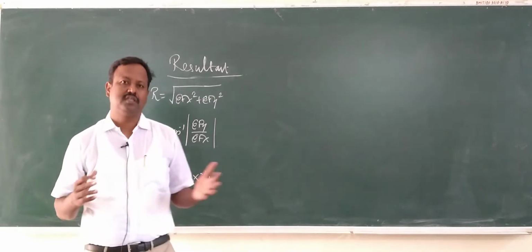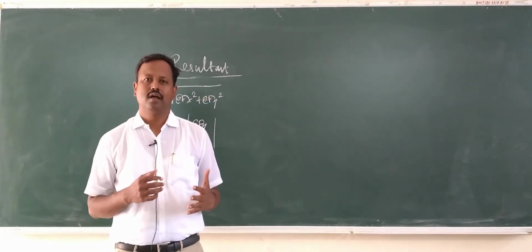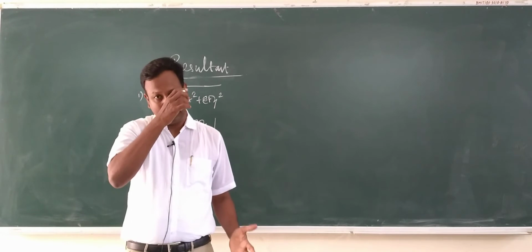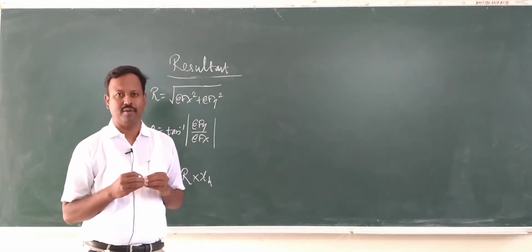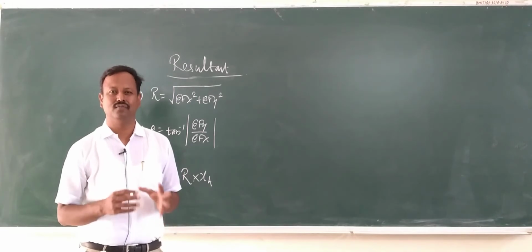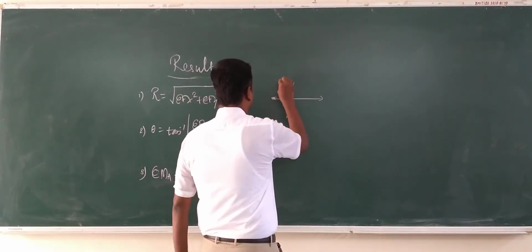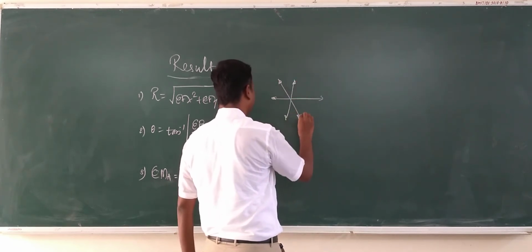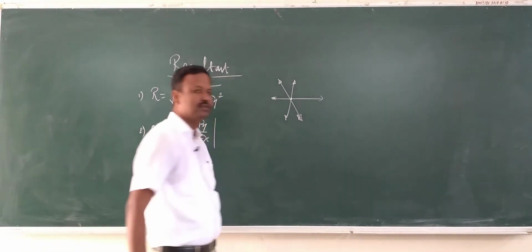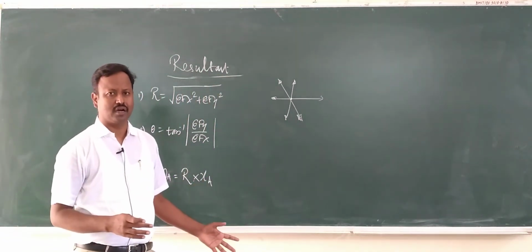There are so many systems of forces. Basically, it is divided in two parts, concurrent force and non-concurrent force. If all the forces are passing through a single common point, it is called a concurrent force system. It will look like in this manner. All the forces are passing through a single common point, is called a concurrent force. If not, then it will be a non-concurrent force system.